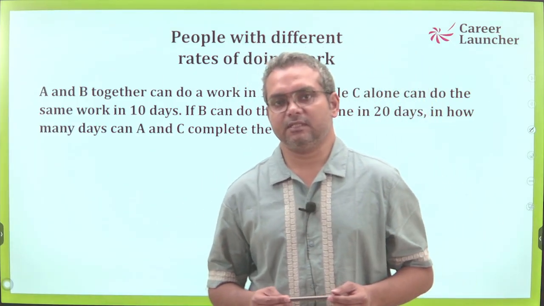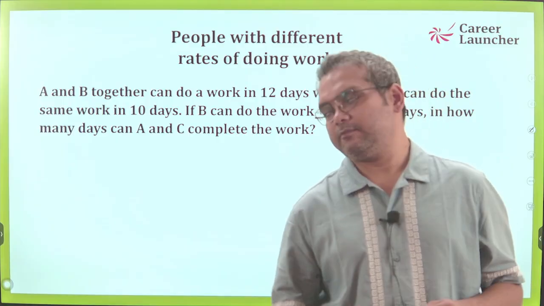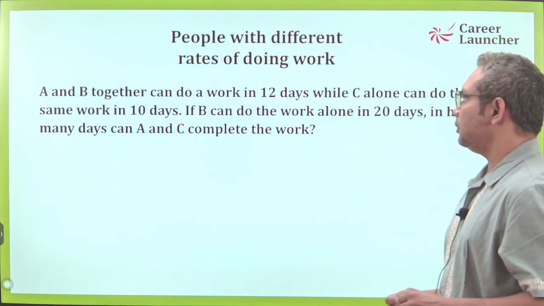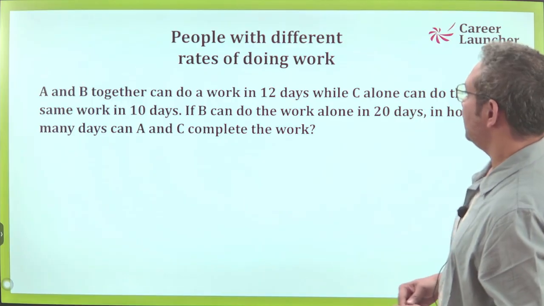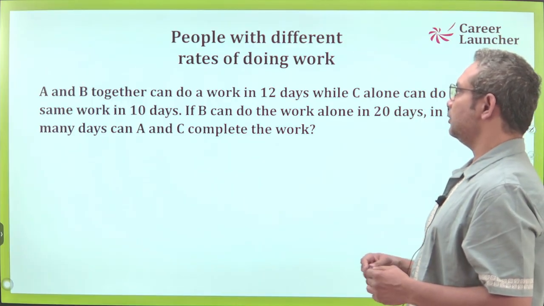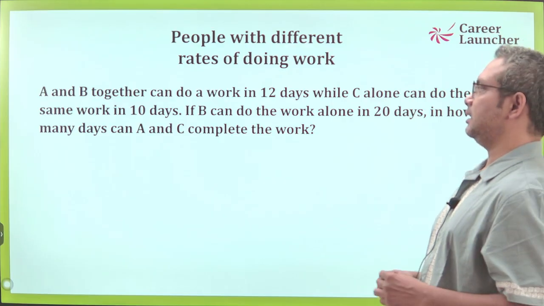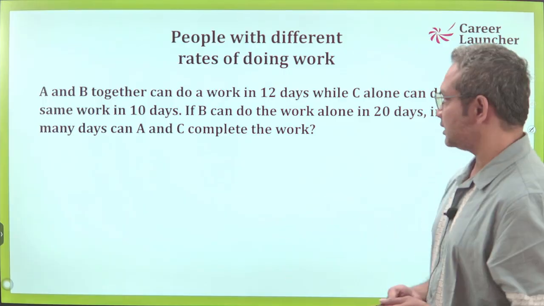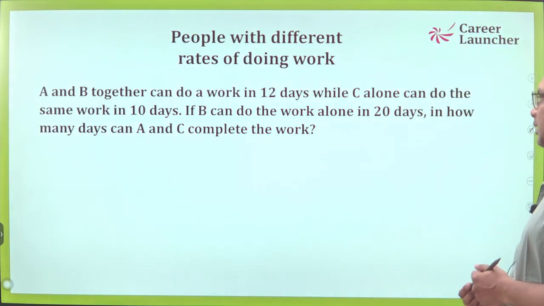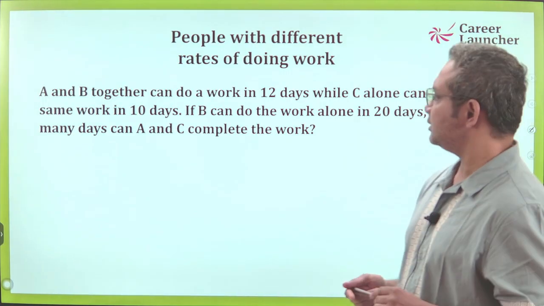We are going to discuss a question on time and work. So here we have two people, A and B, who together can do a work in 12 days, and there is a third person, C, who can do the same work in 10 days. And then some information is given, like B can do the work alone in 20 days. So in how many days can A and C complete the work?